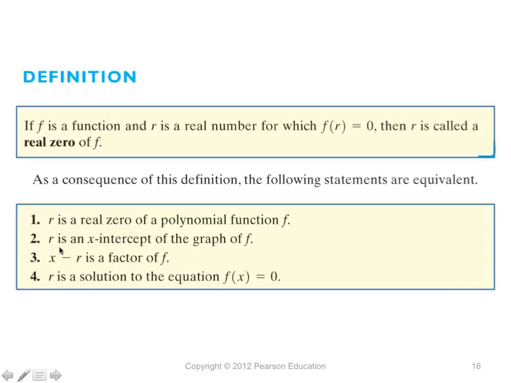Real zero can be interchanged for the word x-intercept. So if you're talking about the graph of your function, r, your real zero, is going to be one of the x-intercepts. In addition to that, x minus r is going to be a factor, and r is going to be a solution to the equation f of x equals 0. So all of these things are pretty much equivalent to saying that r is a real zero.